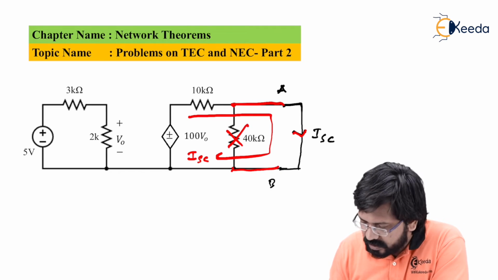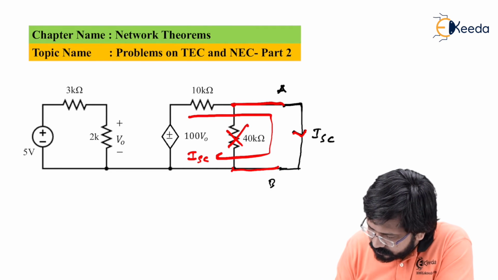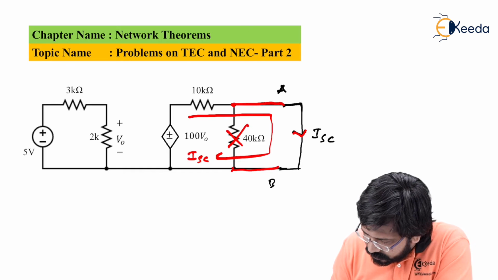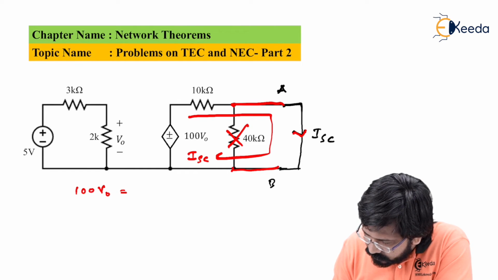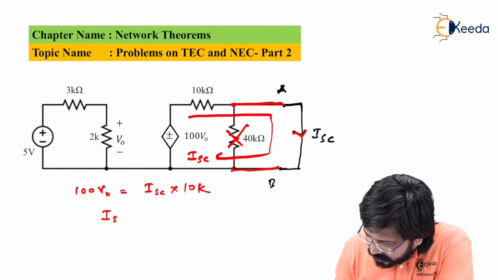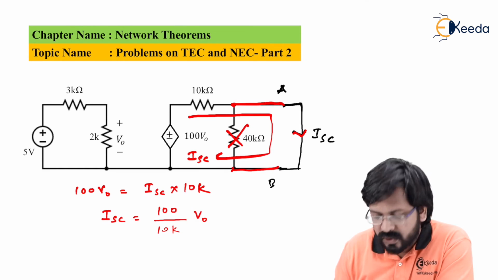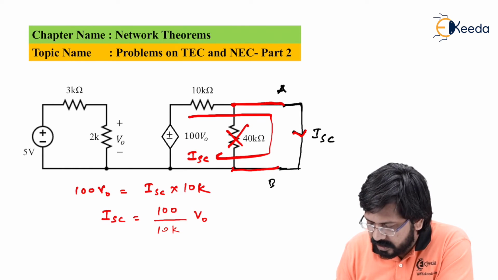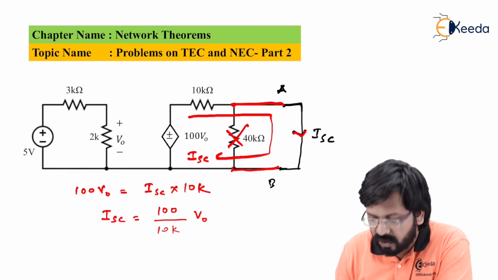If we apply KVL here, what do I get? By KVL, I can say 100 times V0 will be ISC times 10K, or I can say ISC equals 100 upon 10K times V0. So if I have to get the value of ISC, it is mandatory for me to calculate V0 first.